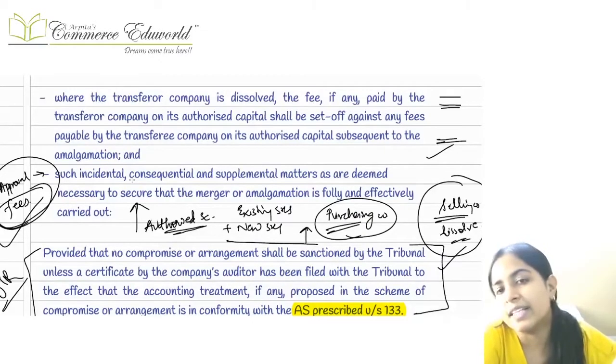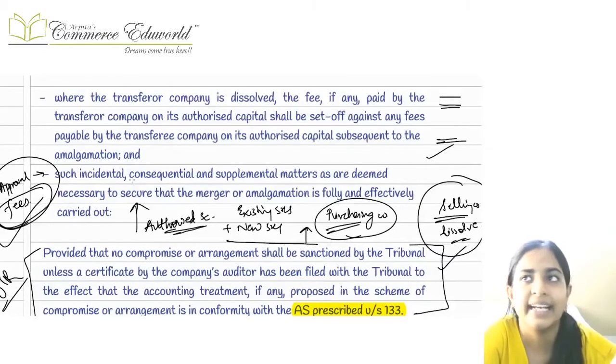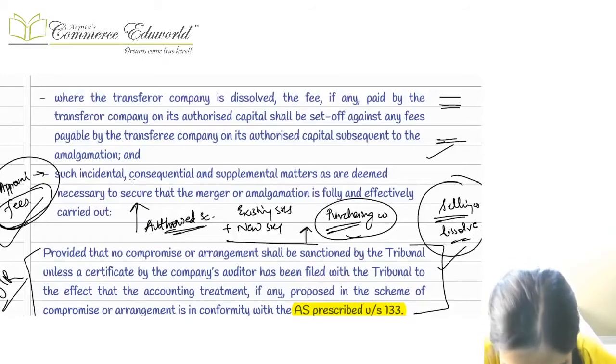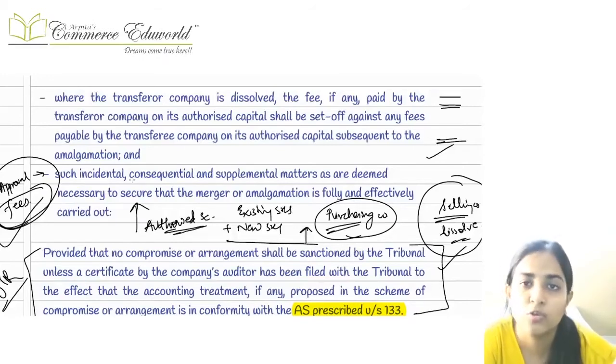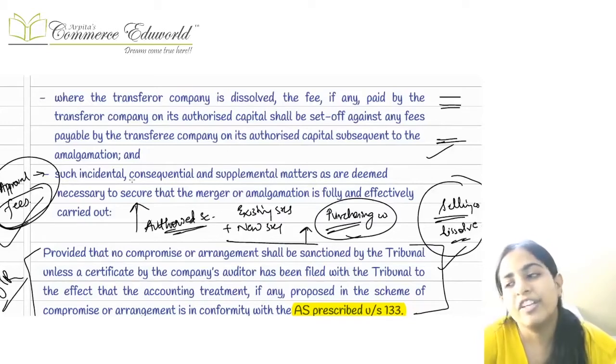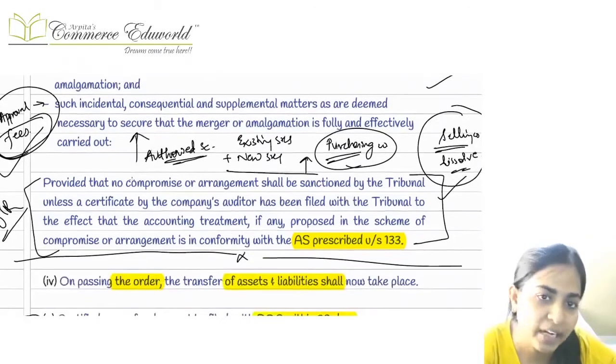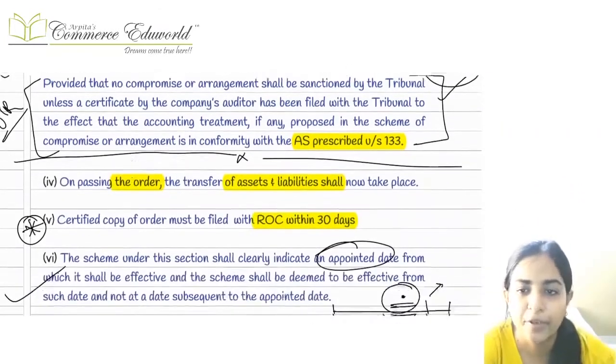If we want to increase our authorized share capital, then in that case, we'll have to pay some fees to the ROC, to the central government, etc. Then they are telling that whatever fees was paid by the selling company, that can be set off here, and you can take the credit of that particular amount.